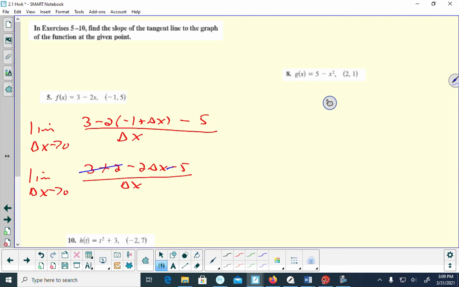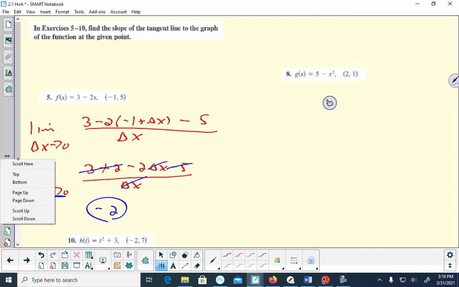The 3 plus 2 and the negative 5 is equal to 0. Then my delta x's will simplify. And there's no need to substitute in delta x equal to 0 because I'm only left with a negative 2. So the slope of the tangent line of the graph 3 minus 2x at the point negative 1 is going to be negative 2. Okay, doing number 8, I'm doing the same thing.